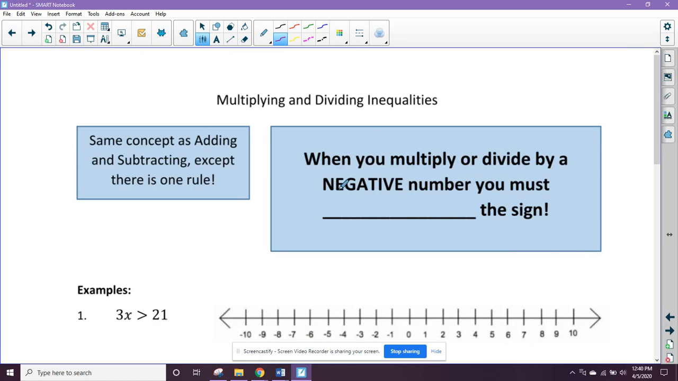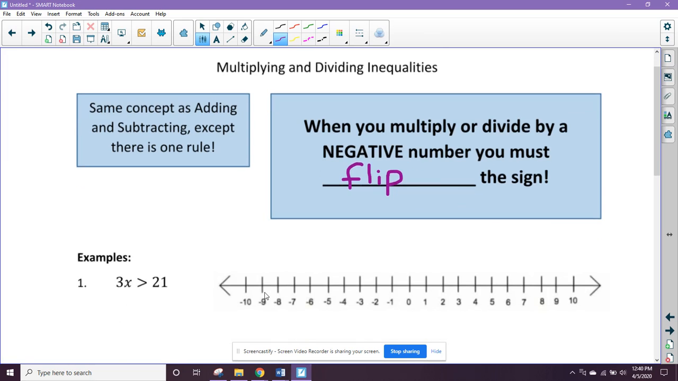That was adding and subtracting. Now let's look at multiplying and dividing. So it's going to be the same concept as we just did with adding and subtracting, except there's one rule we have to think about. When you're multiplying or dividing by a negative number, you must flip the sign. This is very important here. So if it's a greater than, it becomes a less than. If it's a less than, it becomes a greater than. And then if it's equal to, it's always going to continue to be equal to.